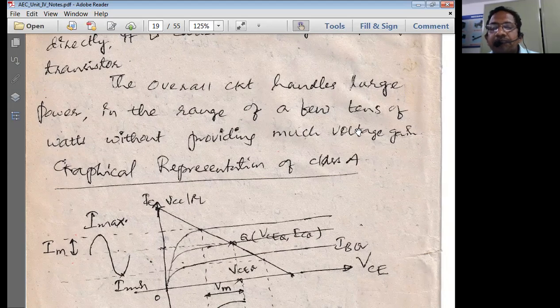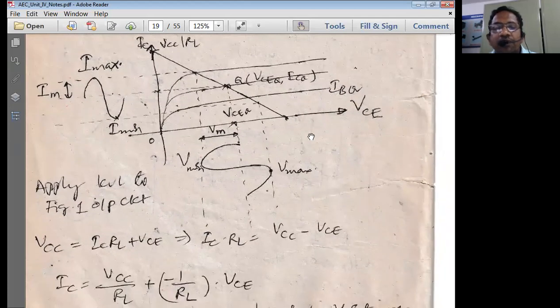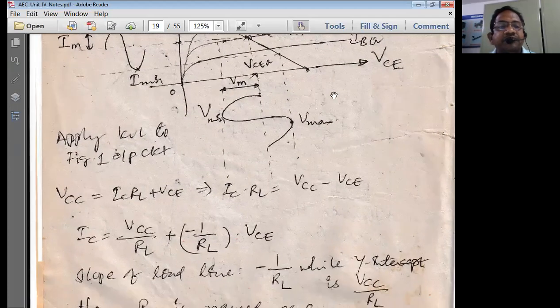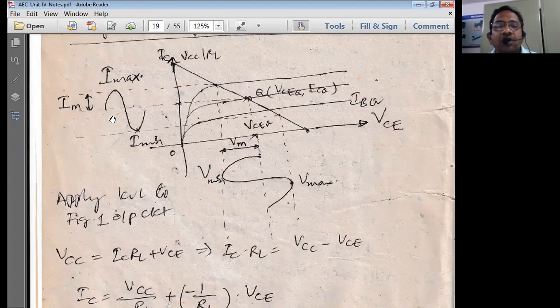Now, what is the amount of power? The overall circuit handles large power in the range of a few tens of watts without providing much voltage gain. The complete input cycle is being transmitted here. That is why the power is also going to be more in the case of the power amplifier circuit. Okay. So we usually explain the operation of the amplifier with the help of the output characteristic graph. On this, we show the waveforms, and by showing the waveforms, we explain the operation.